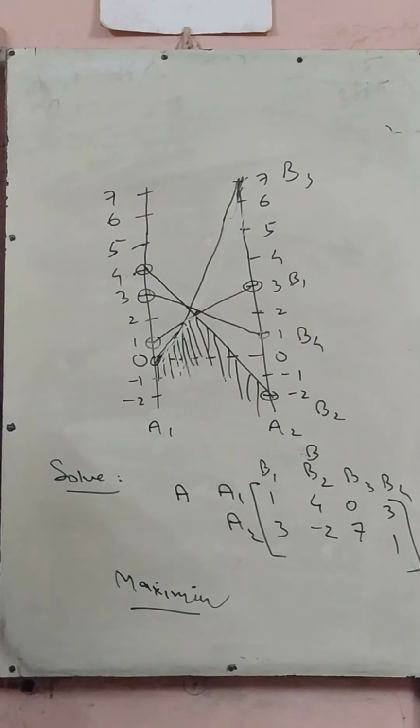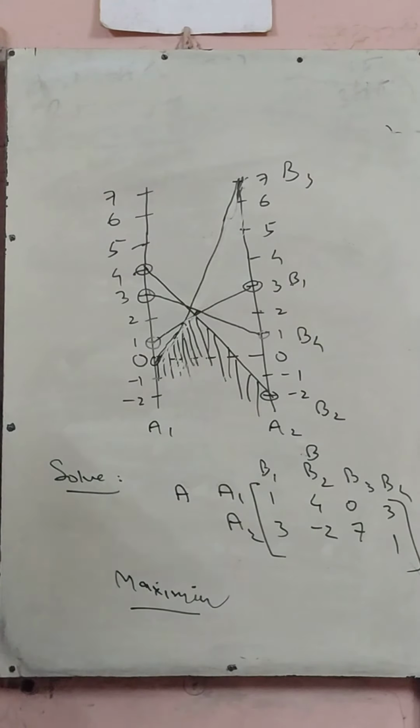Now look at the highest point. What is the highest point? Among the corner points: this one is a corner point, this one is a corner point of the shaded portion, this one is a corner point, and this one is a corner point. Four corner points we are finding for the shaded region. The common region has 1, 2, 3, 4 corner points. Which is the highest point? This is the highest point.